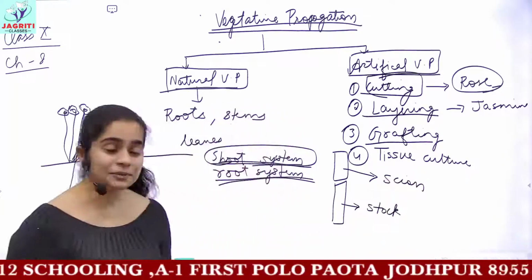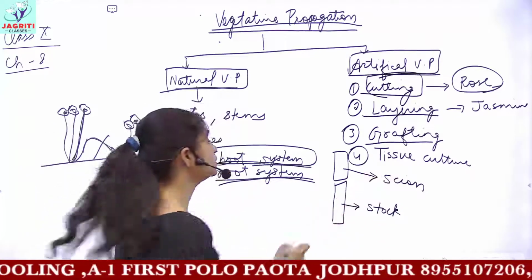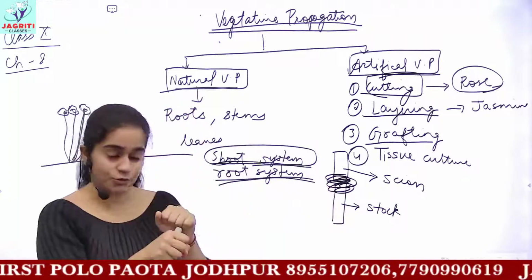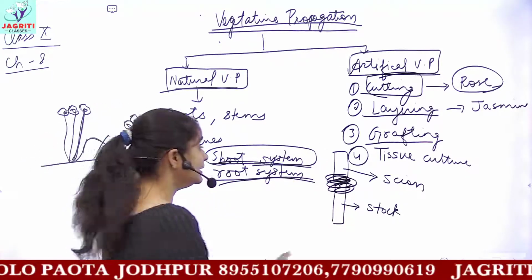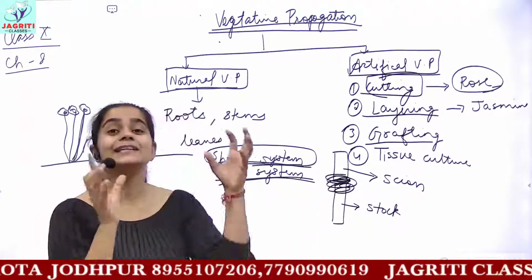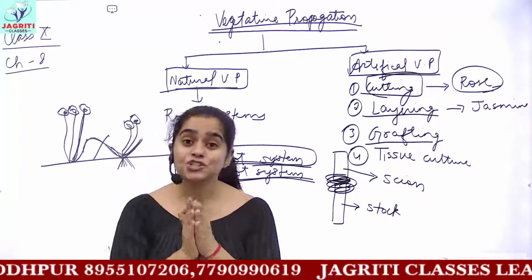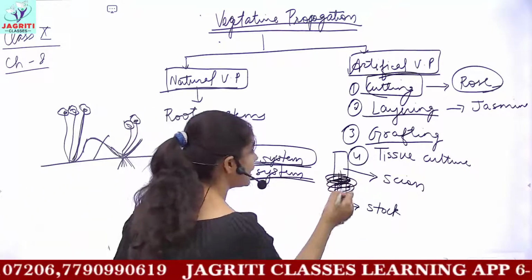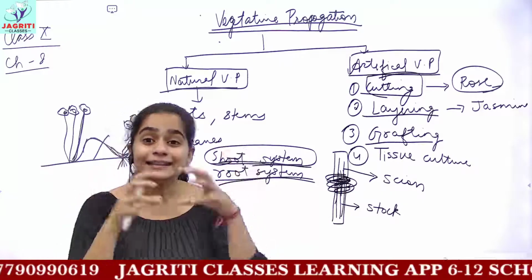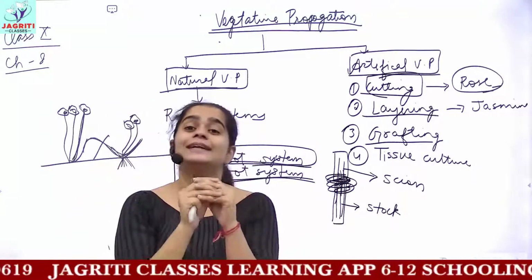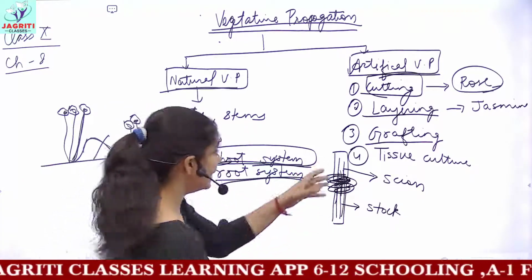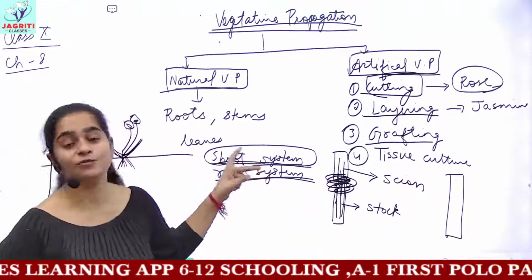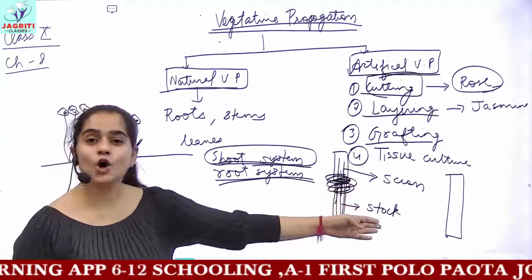Then after obtaining the stock and scion, we tie them together very closely, that is, they are grafted together. After some time we notice that these two different parts get attached to each other, even their tissues and the vascular bundles present in the stock and scion become integrally attached, and then you have a single new plant formed from the two different parts of the plants you took. So this method is called grafting.